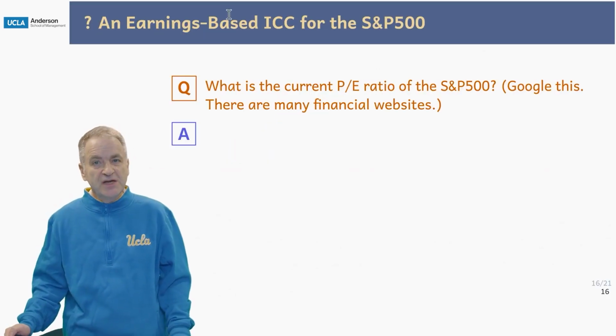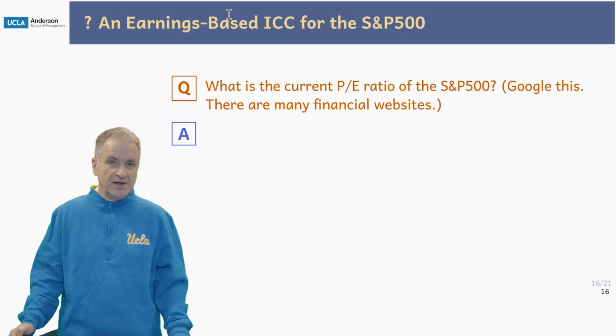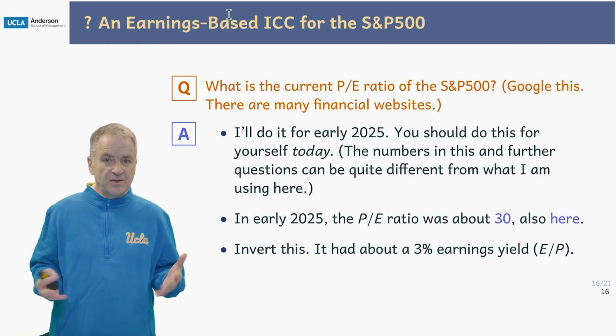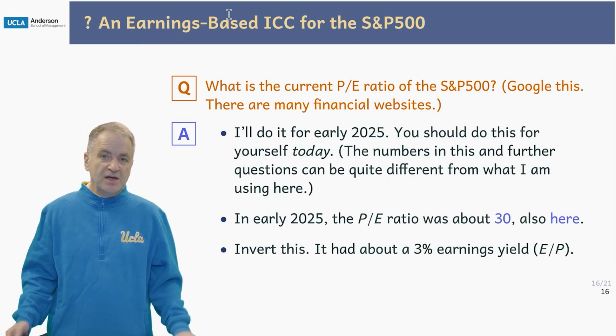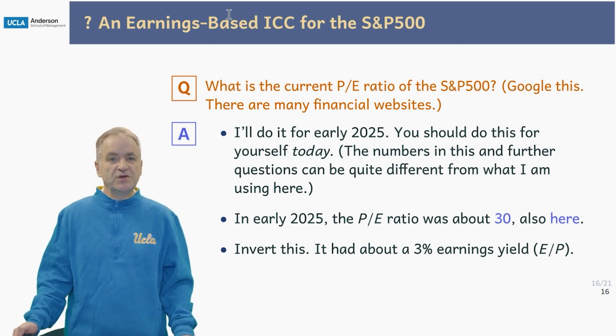What is the current PE ratio of the S&P 500? Please pause this video now, answer the question on a piece of paper, and then continue. On many financial websites, when I do this, I see that the PE ratio was about 30. If I invert this, it means that my earnings yield was about 3%.